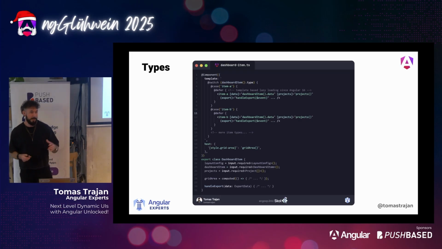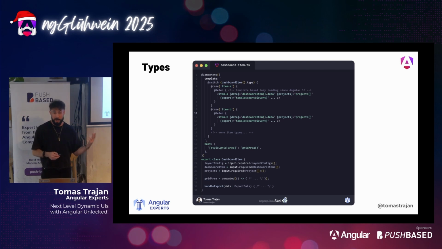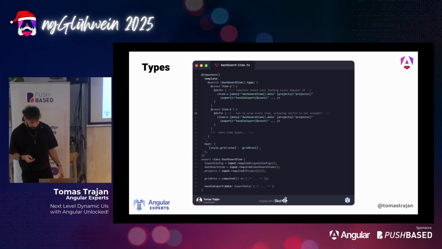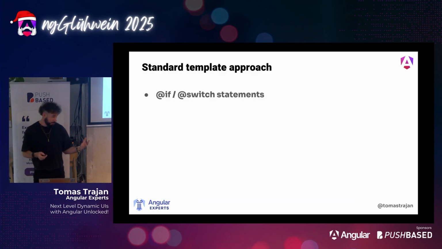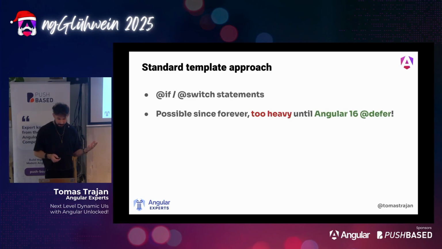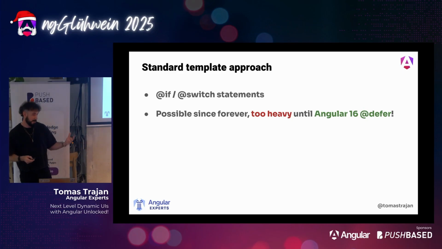So what does that mean? If I come to a specific dashboard for some global one or for some user, and the dashboard only uses 2 items, then all those 18 items will be skipped and not loaded. Problem solved, right? Perfect. So, this is a valid approach, which if you have a one-off use case, you can do. You can use if or switch statement. This was possible since forever. It was a bit too heavy until Angular 16, but now even this is solved, right?